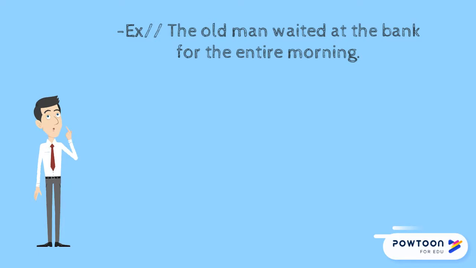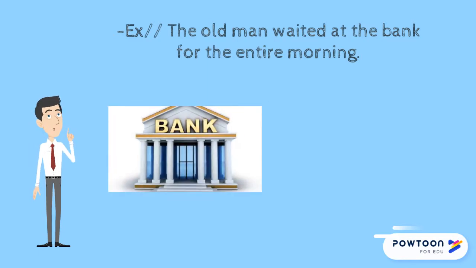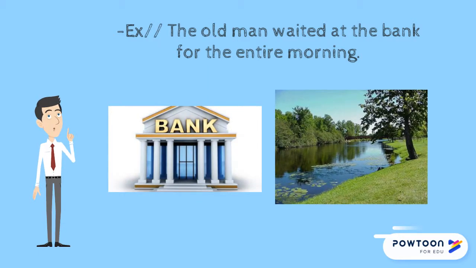In this case, the word bank is a lexical ambiguity because in this sentence it could refer to either a bank where money is stored or a river bank where the old man was fishing.